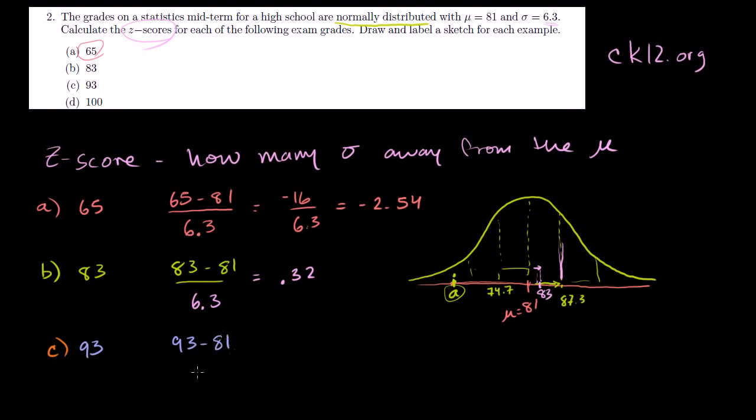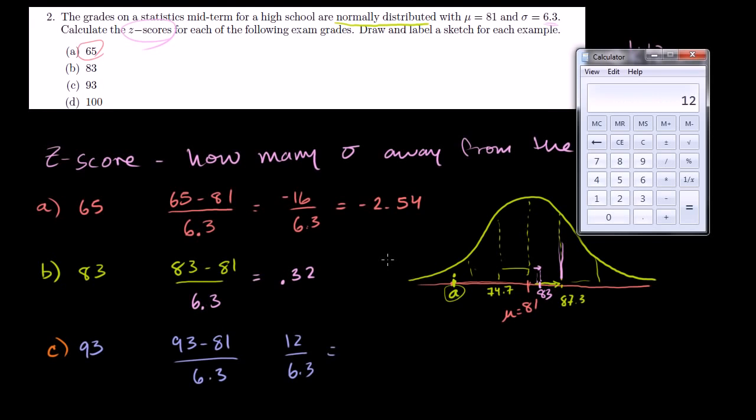93 is how much above the mean? Well, it's 93 minus 81 is 12. But we want it in terms of standard deviation. So 12 is how many standard deviations above the mean? Well, it's going to be almost 2. Let's take the calculator out. So if we get 12 divided by 6.3, it's 1.9 standard deviations.